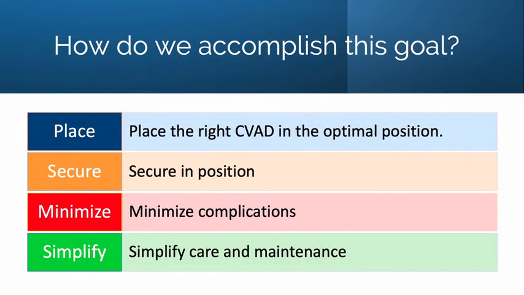All right, so how do we do that? How do we expertly provide one catheter that will reach the end of need? And for this talk, we're talking about CVADs, but I believe the same holds true for peripheral IVs. So we want to place the right CVAD in the optimal position, okay? And then we want to secure that in place, makes sense. We want to minimize complications that we can minimize, those we can actually control. And then we want to simplify care and maintenance. Why make it difficult?